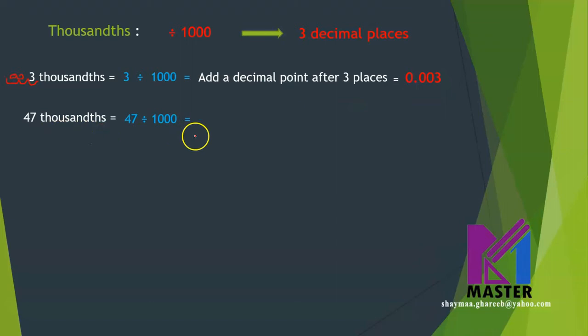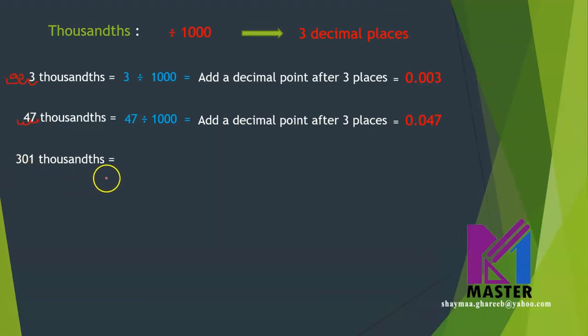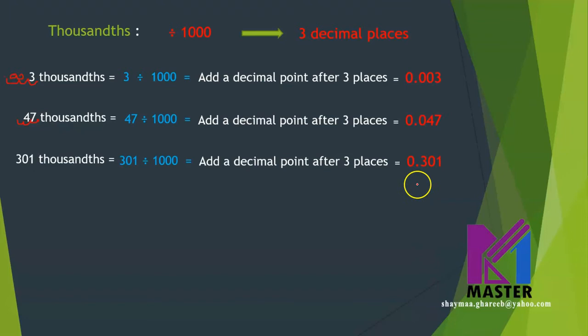47 thousandths, I will do exactly the same. I will add a decimal point after 3 places, or I will move the hidden decimal point here 3 places, then it will be 0.047. 301 thousandths, I will do exactly the same. I will divide the number by 1000. So whenever I see the word thousandths, I divide the number by 1000 to get its value. Then the number will be 0.301.